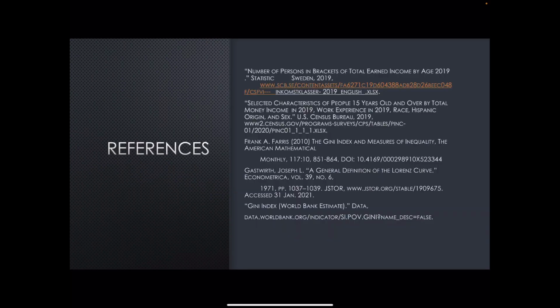These were all the resources we used to form our research question, collect data, and draw conclusions.